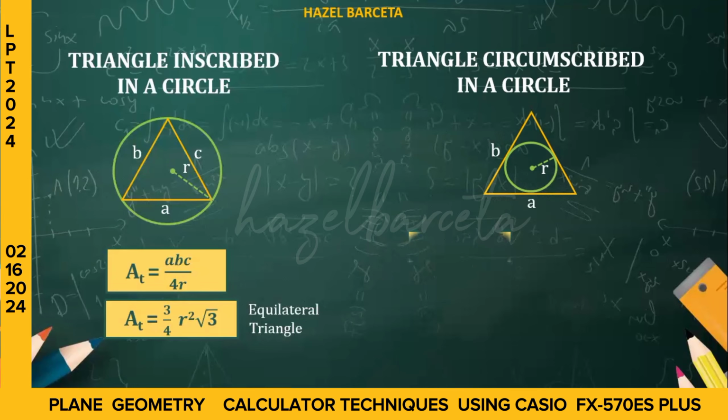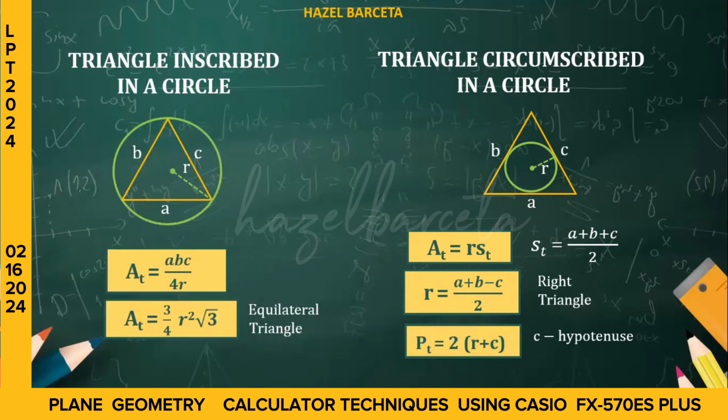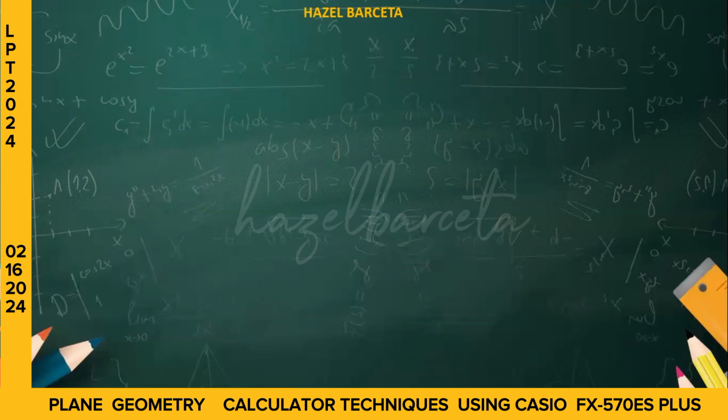So, ano po ang ating formula? Dito naman po ay R, radius of the circle, times ST, where ST is the semi-perimeter pa rin po. So, A plus B plus C over 2 pa rin. Okay. So, what if the triangle is a right triangle? Here is our formula. R is equal to A plus B minus C over 2, where C is the hypotenuse. And the perimeter of the triangle is equal to 2 times the sum of radius and the hypotenuse. Ayan. Dumadami na sila. Mahalaga po ang mga yan.